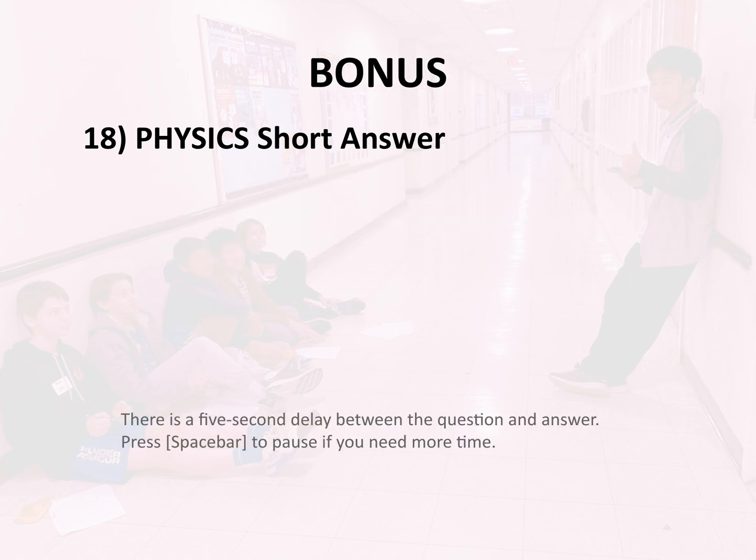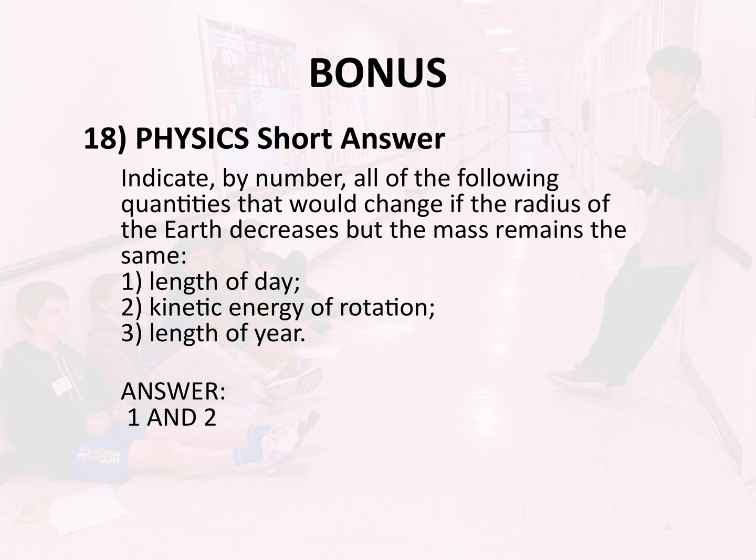Bonus 18. Physics. Short answer. Indicate, by number, all of the following quantities that would change if the radius of the Earth decreases but the mass remains the same. 1. Length of day. 2. Kinetic energy of rotation. 3. Length of year. Answer, 1 and 2.